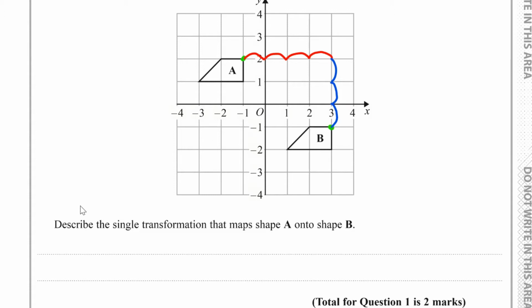So therefore, we have a translation by vector four across and 3 down. So we have the vector 4, minus 3.